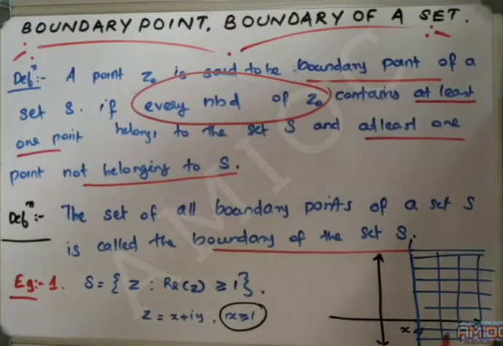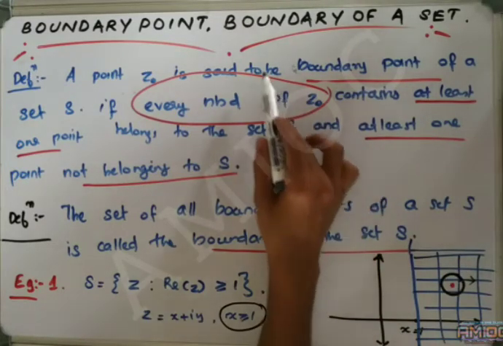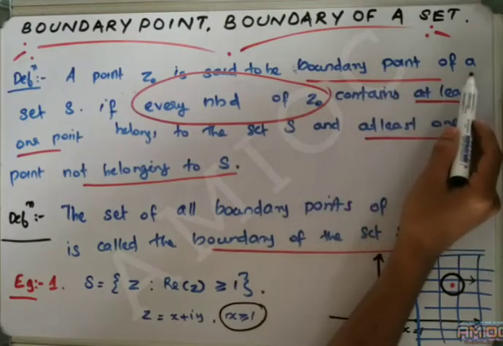If we are choosing a point here, and if we consider any neighborhood of this point, here I am choosing one neighborhood of this point, then this neighborhood contains only the points of the set S. That means that neighborhood does not follow the property that we defined for the boundary point of the set S.